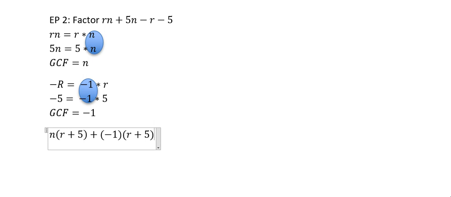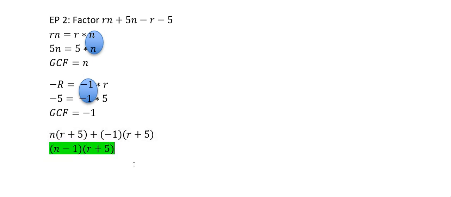So if we look at these, you got to say, what do they have in common? r plus 5. So that's my second set of factors. The first set of factors will be n, and then we have plus a negative 1, or you can just write minus 1. That's my first factor, my outside terms, and then we'll have r plus 5. So this is your answer right here.